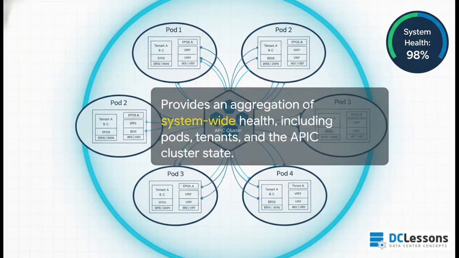And you can look at these scores at different levels. You can start with the biggest picture, the overall system view. This dashboard gives you that 30,000-foot view, rolling up the health of every pod, every tenant, and even the state of the APIC cluster itself.